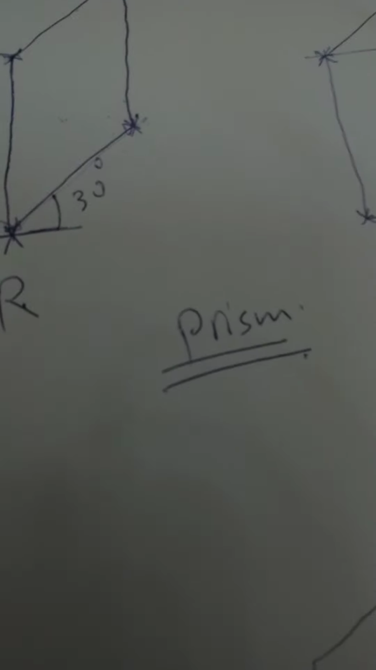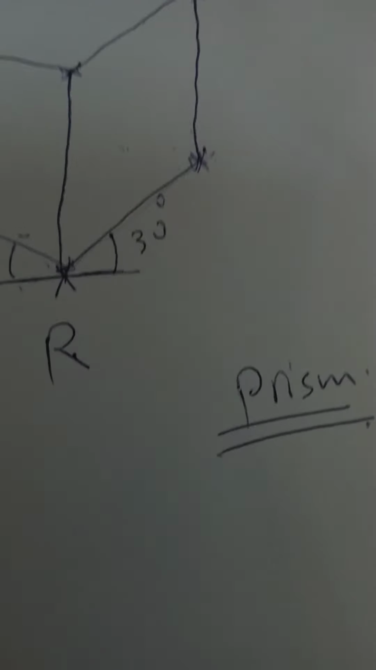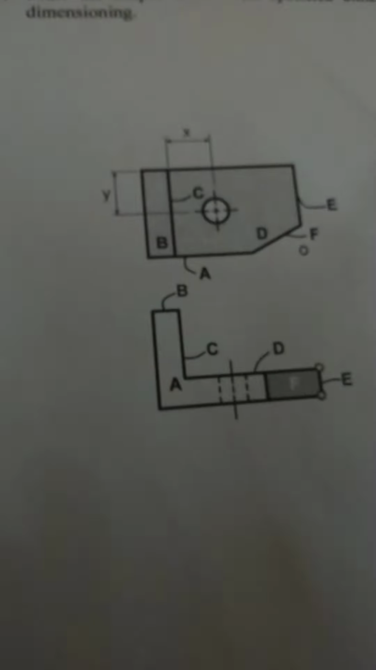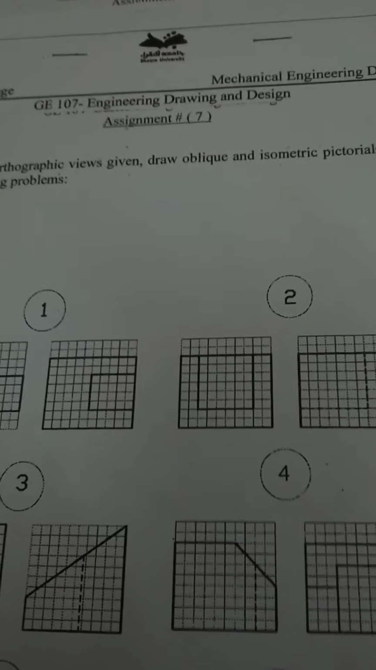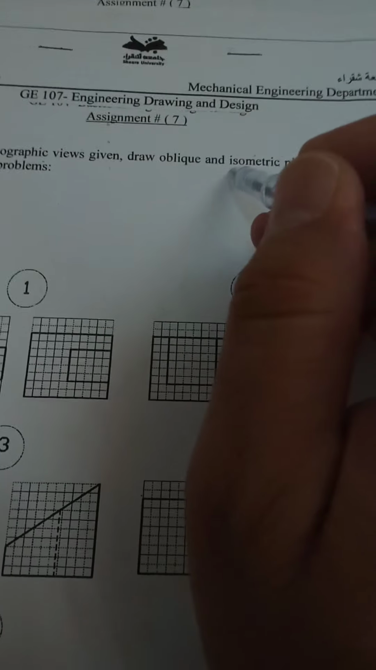Okay, now we learn how to draw the first part of our assignment. And now we have to learn to draw part 2 with the two orthographic views given. Draw oblique and isometric pictorials of each of the following problems. Here we can use an isometric or oblique.